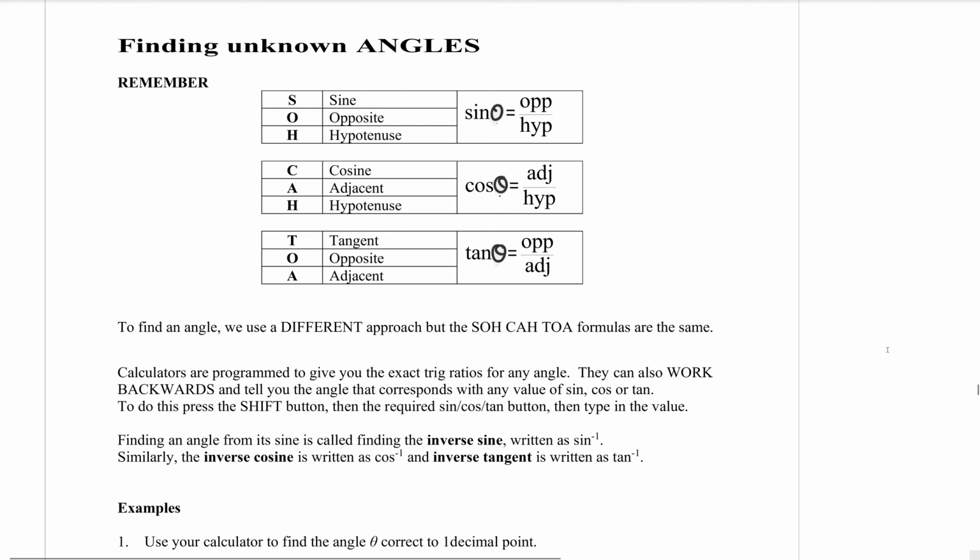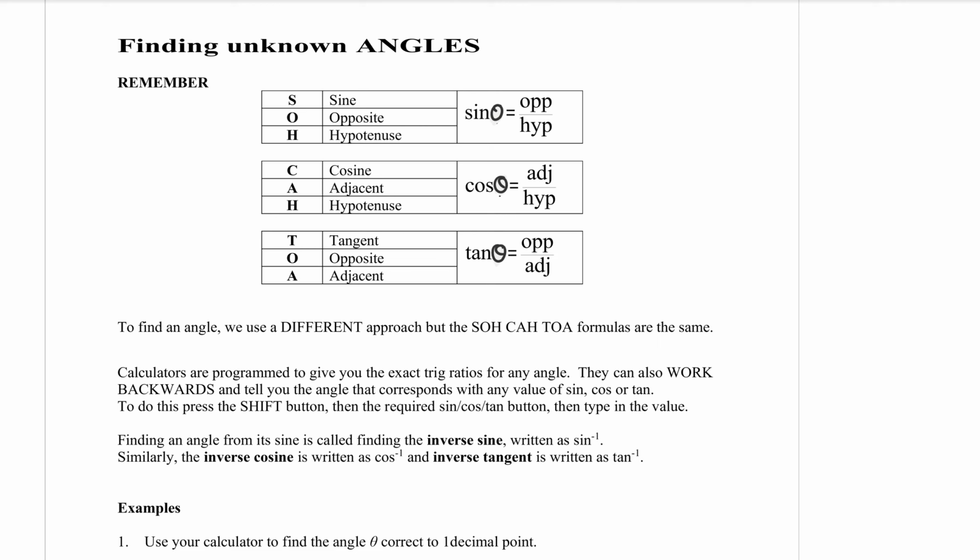We've spent quite a bit of time using trigonometry to find sides in our triangles, but we also want to be able to use trigonometry to find angles as well. And we're not going to be using any new rules. We're still going to be using SOHCAHTOA just like we were before. The rules are here again for you at the top of the page. So sine equals opposite over hypotenuse, cos equals adjacent over hypotenuse, and tan equals opposite over adjacent.